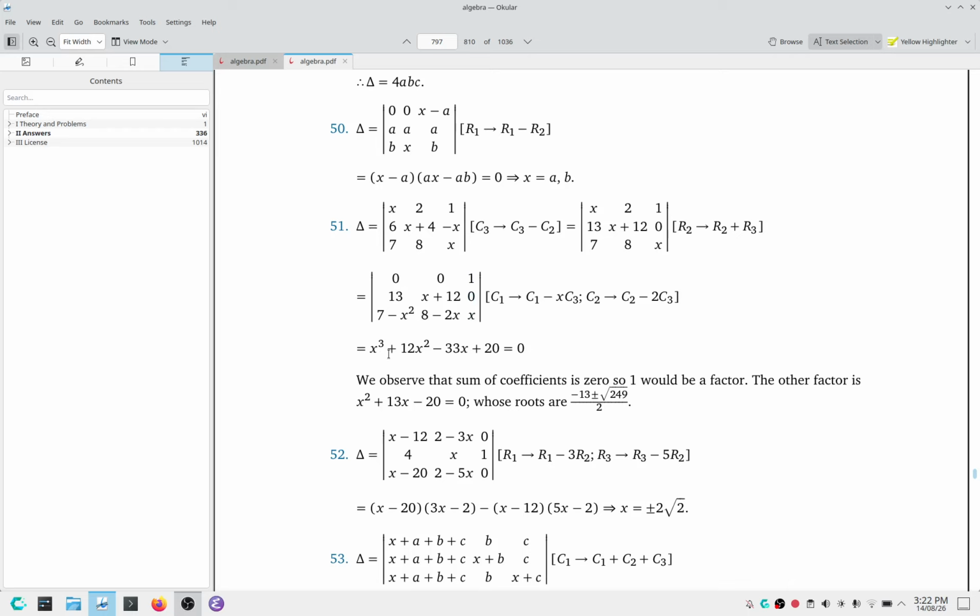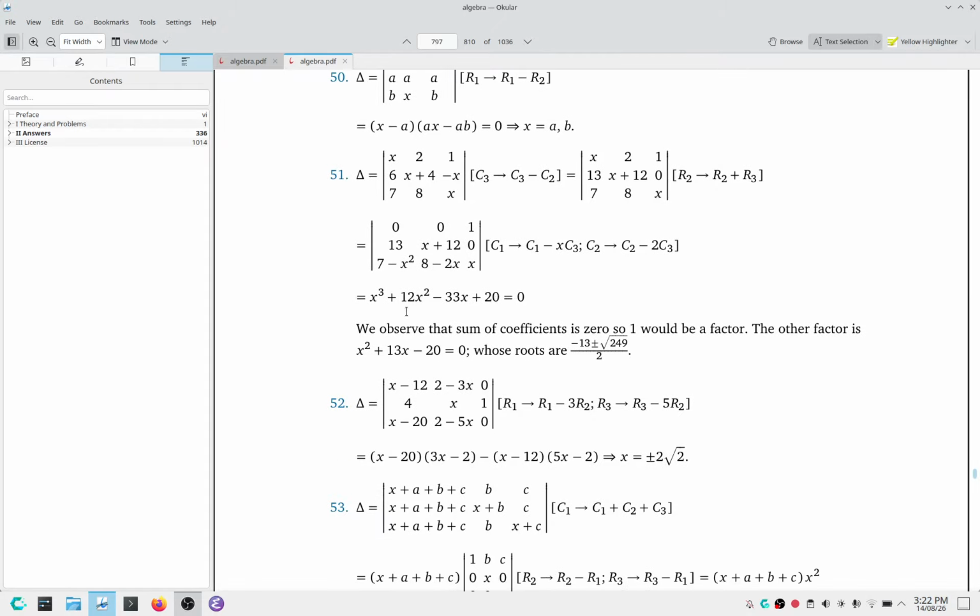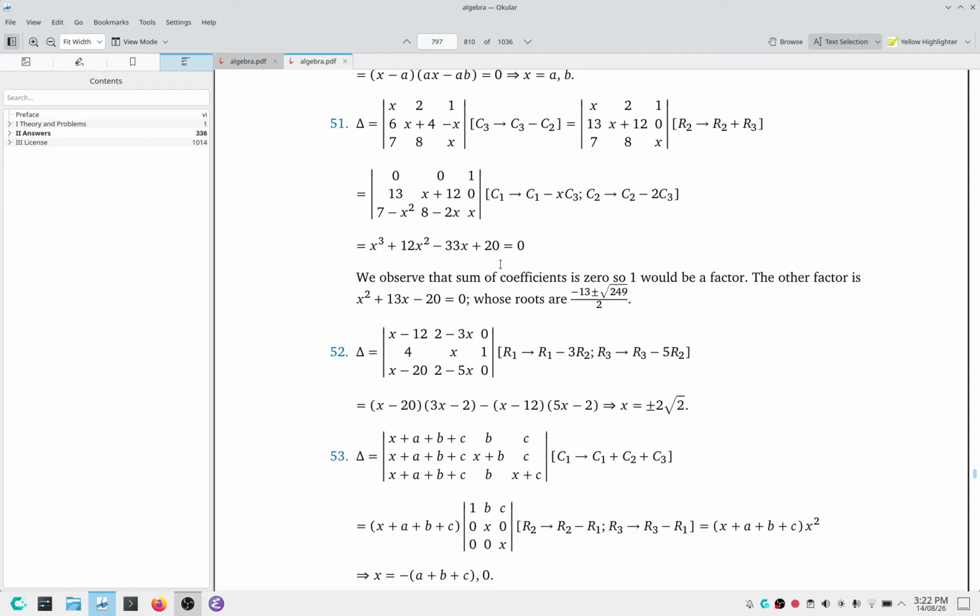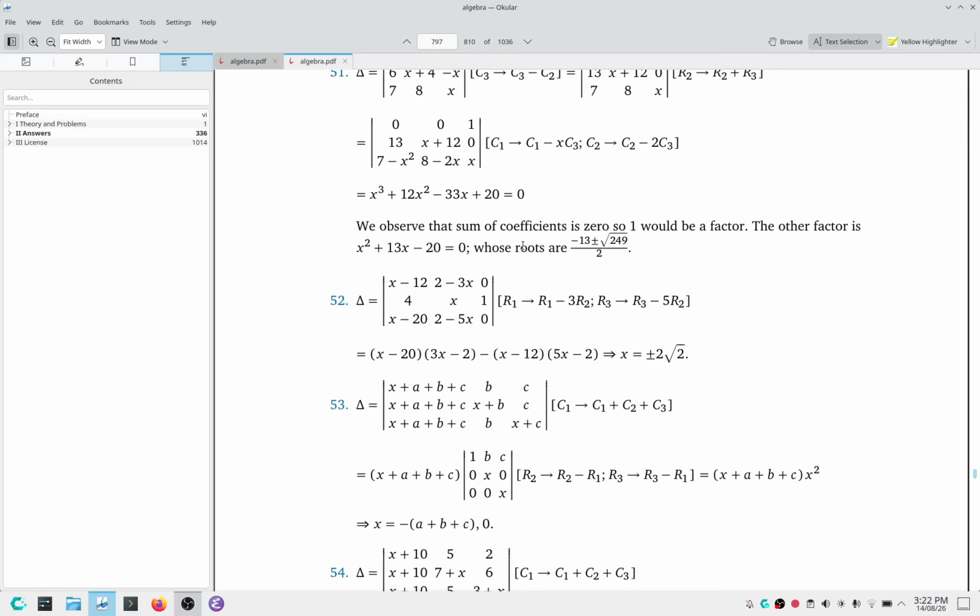We get a cubic equation, x cubed plus 12x squared minus 33x plus 20 is equal to 0. Now, if you look at the sum of the coefficients, 1, 12, 20 will be 33 and minus 33 is 0. So 1 will definitely be a root. Once you substitute 1, that is, you divide this by x minus 1, you get x squared plus 13x minus 20, whose roots are minus 13 plus minus square root of 249 upon 2.